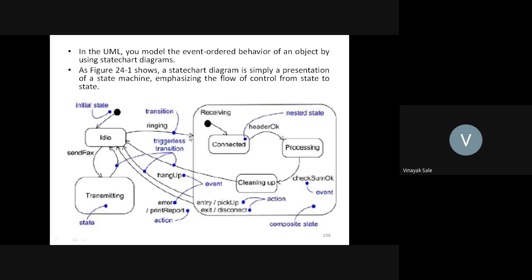It goes to receiving. Receiving is the biggest state, and in it there are nested different states. Whenever it receives, the initial state of receiving is connected, then processing, then cleanup, then it is sent to idle. Then transmitting, and after transmitting it sends back to idle. See the figure carefully.